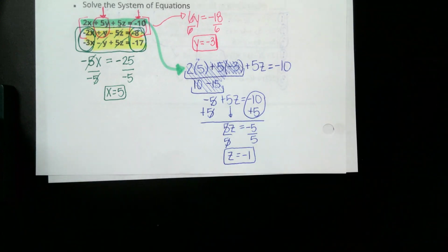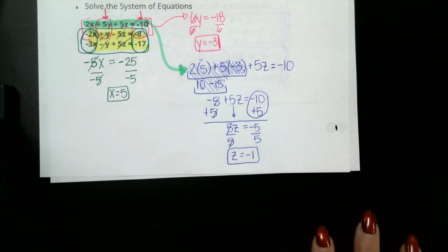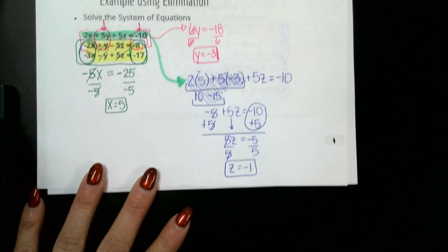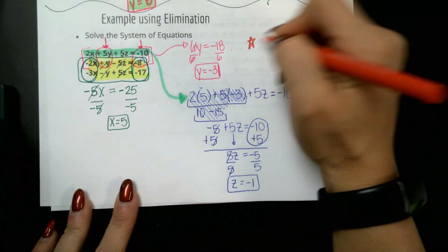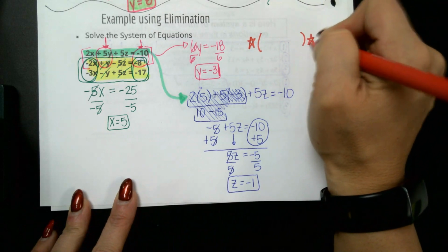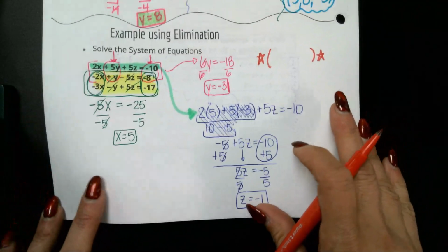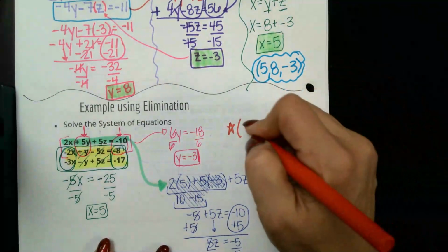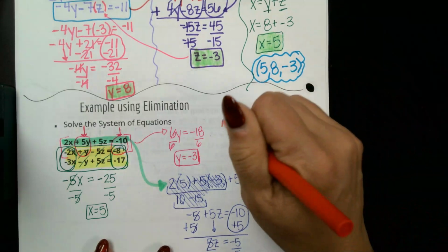I hope you guys liked that one a lot better. If you just look at the top half of your paper and then look at the bottom half, there's so much extra space at the bottom, which is really nice. But let's write our final answer, our ordered triplet. Just make sure you go back to putting it in alphabetical order. So x was 5, y was negative 3, and z was negative 1.